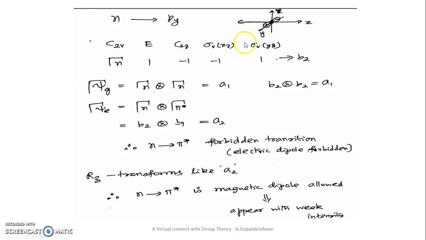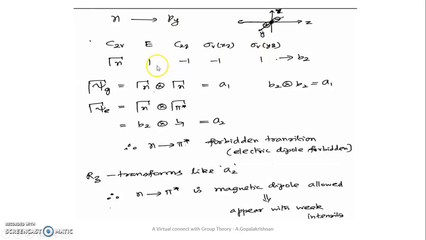Sigma v(XZ): the XZ plane passes in between the two lobes, correct? It is passing through the X axis and Z axis, exactly at the middle of the two lobes. If you do the reflection, plus will go back and minus will come front. Therefore, you will get -1. Sigma v(YZ): the YZ plane passes through the lobes, so the two lobes remain as such. Therefore, you will get +1.